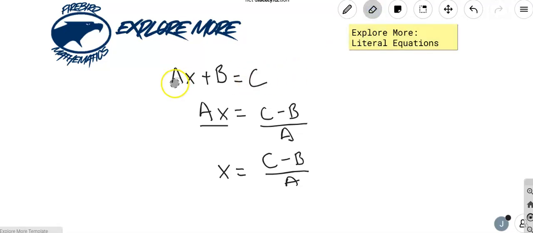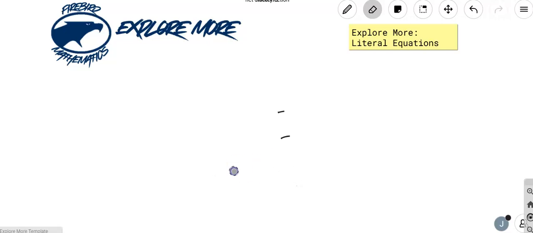You guys have been doing those in class. So how can we explore some more with this? So something we didn't cover in class much was literal equations when there was a squared term or a square root term. Okay, so let's review something we talked about earlier in the year.